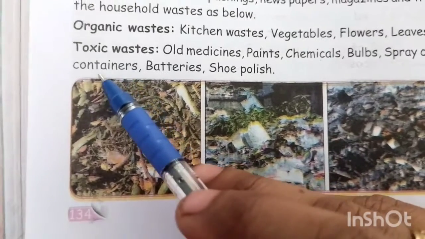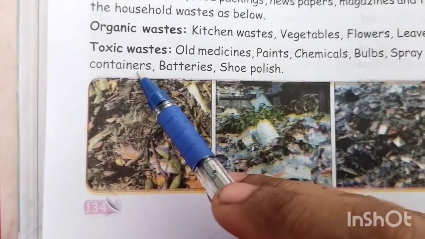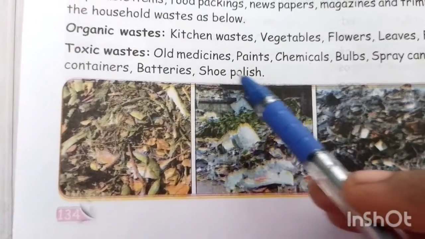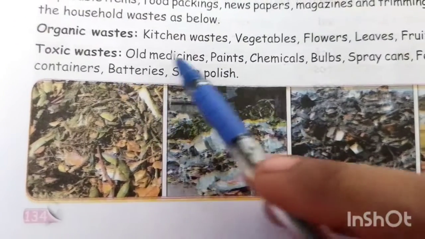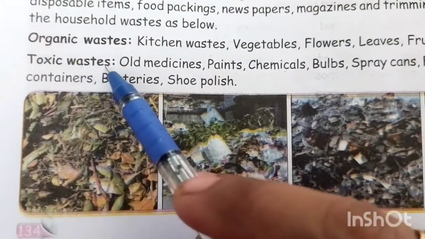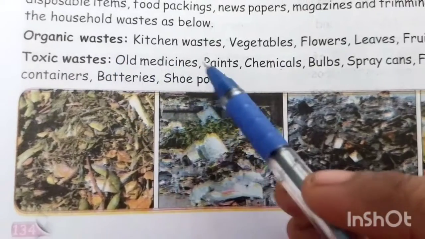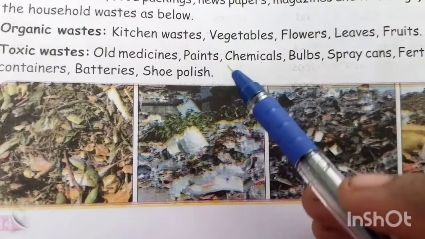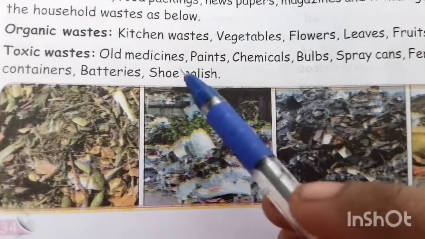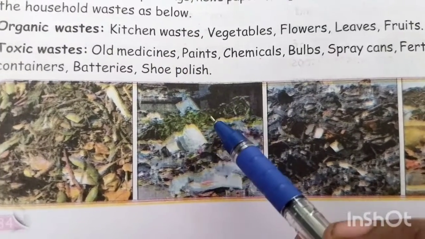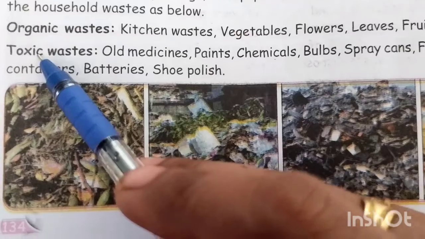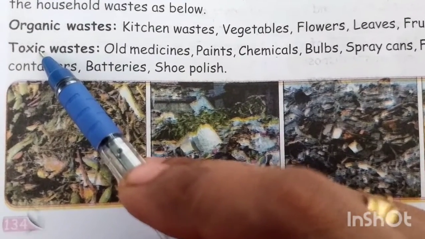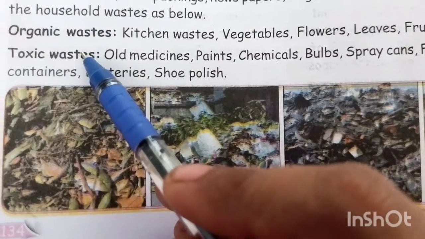Next, old containers, bottles, batteries, and shoe polish are examples of toxic wastes. So the chemicals and paints are toxic. They are harmful to the environment, means harmful to the soil. So they are classified under the category of toxic wastes.